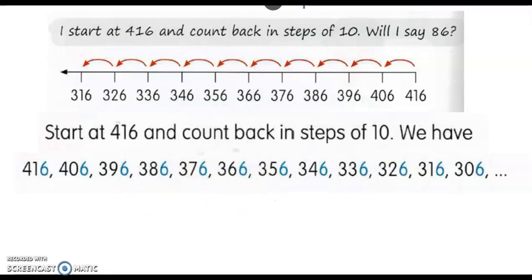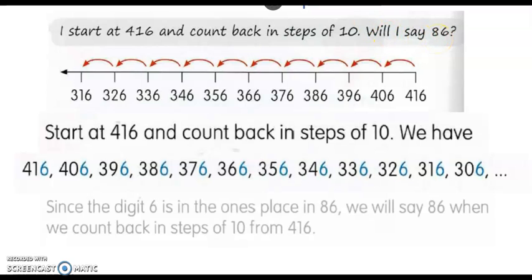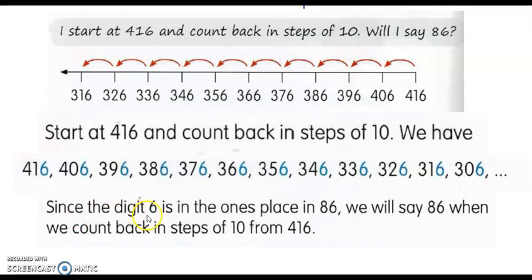Okay, but if you remember our question, will I say 86? Since the digit 6 is in the ones place in 86, we will for sure say 86 when we count back in steps of 10 in case we start from 416, because as you see here, all the numbers have the number 6 in the ones place.